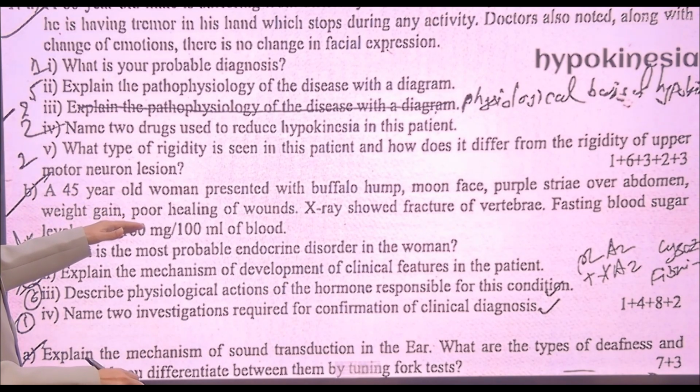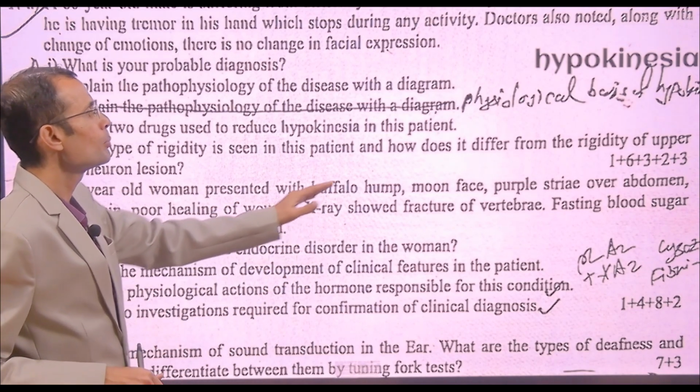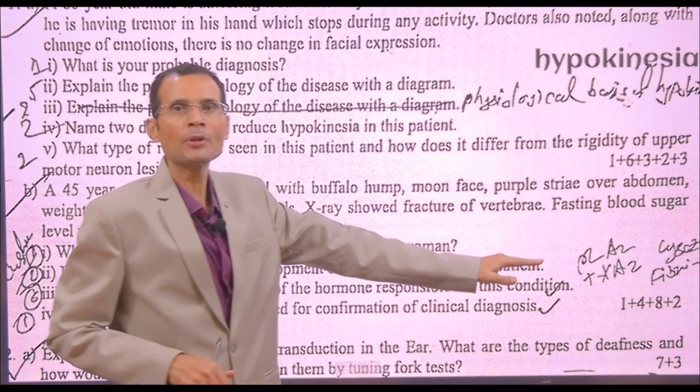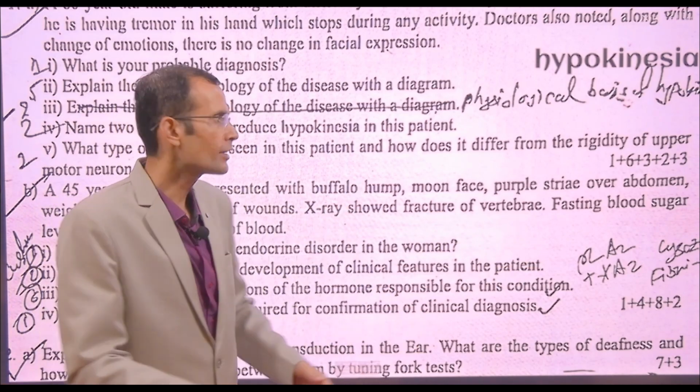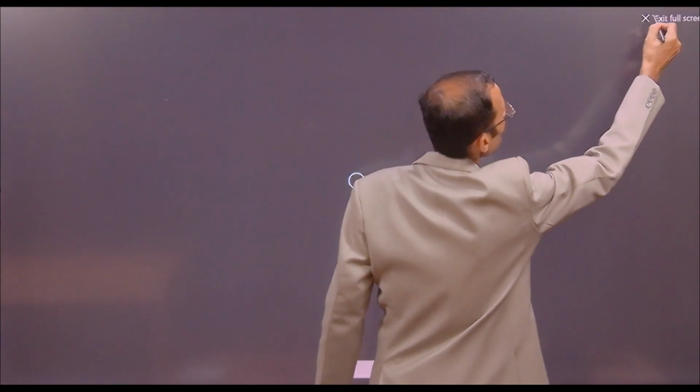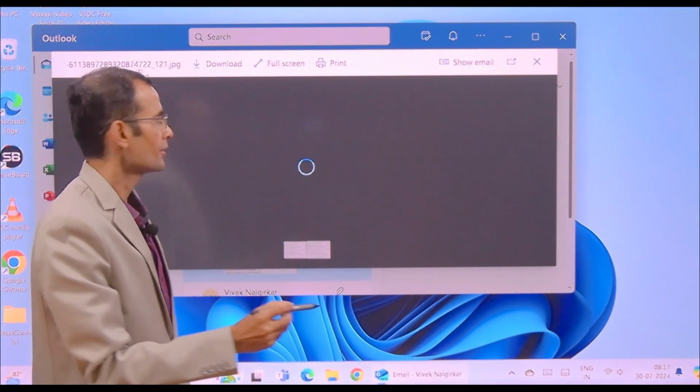And the second case was very straightforward. Buffalo hump, moon face, purple stripes over the abdomen. What is it? Cushing's disease. Endocrines will be the easiest ones. Okay.